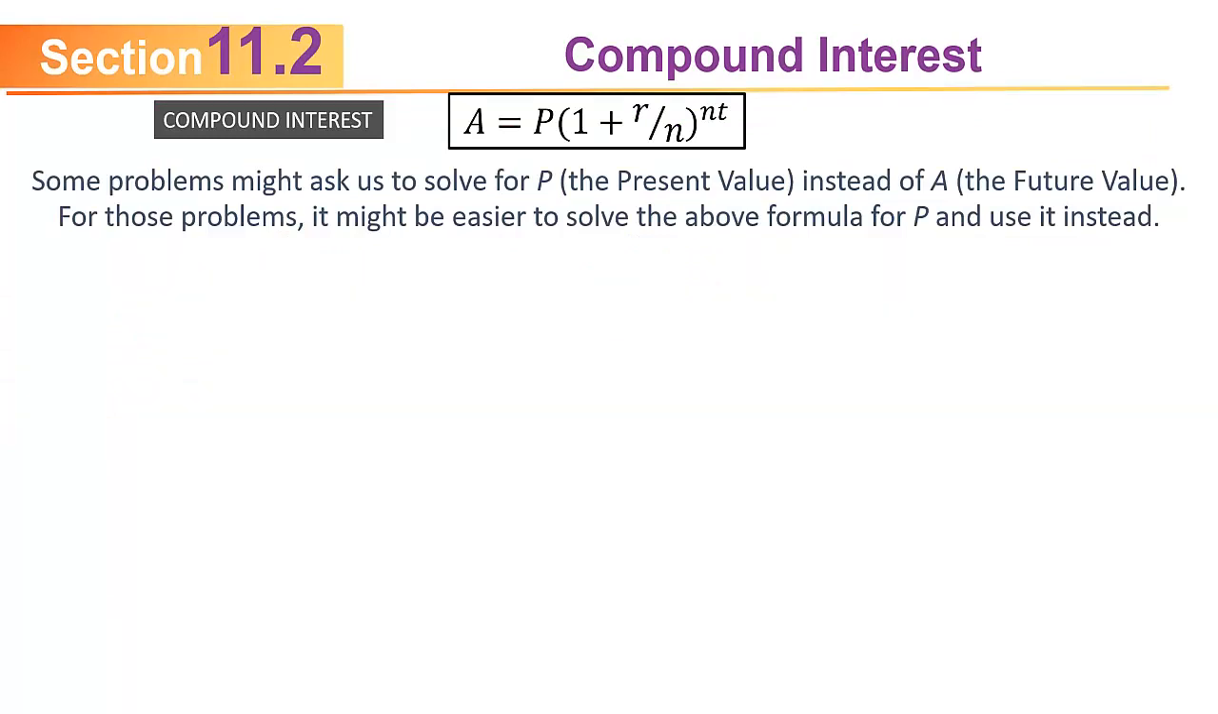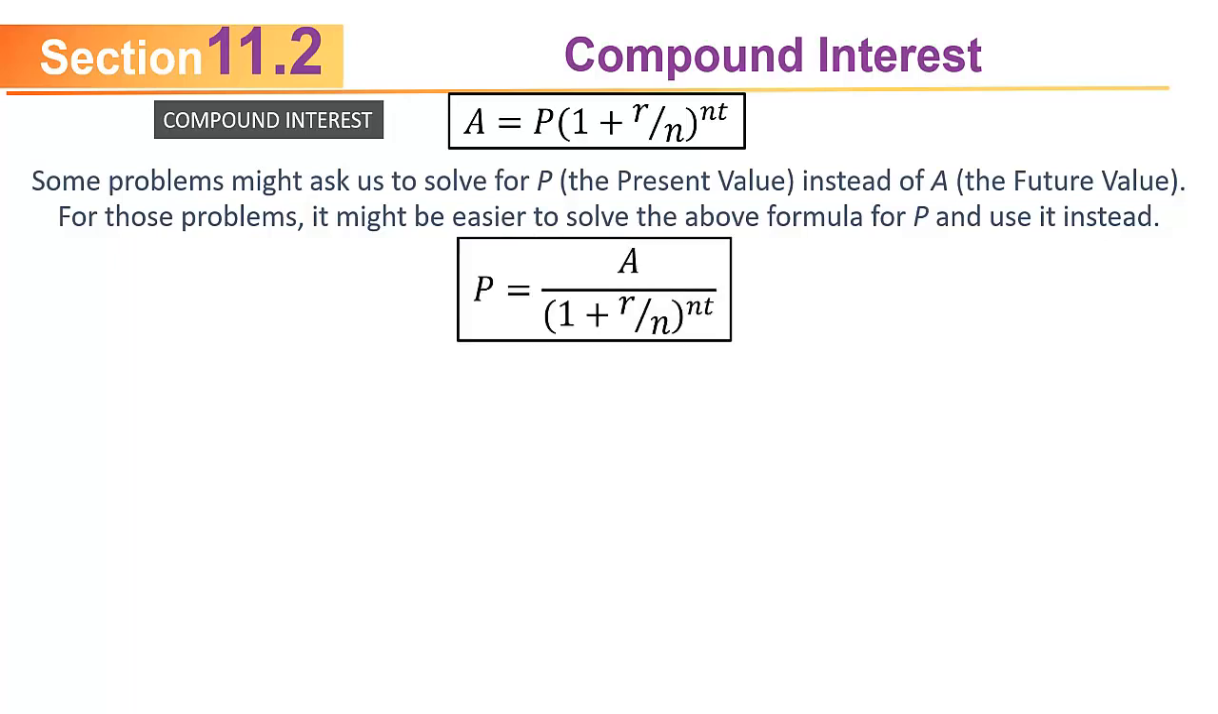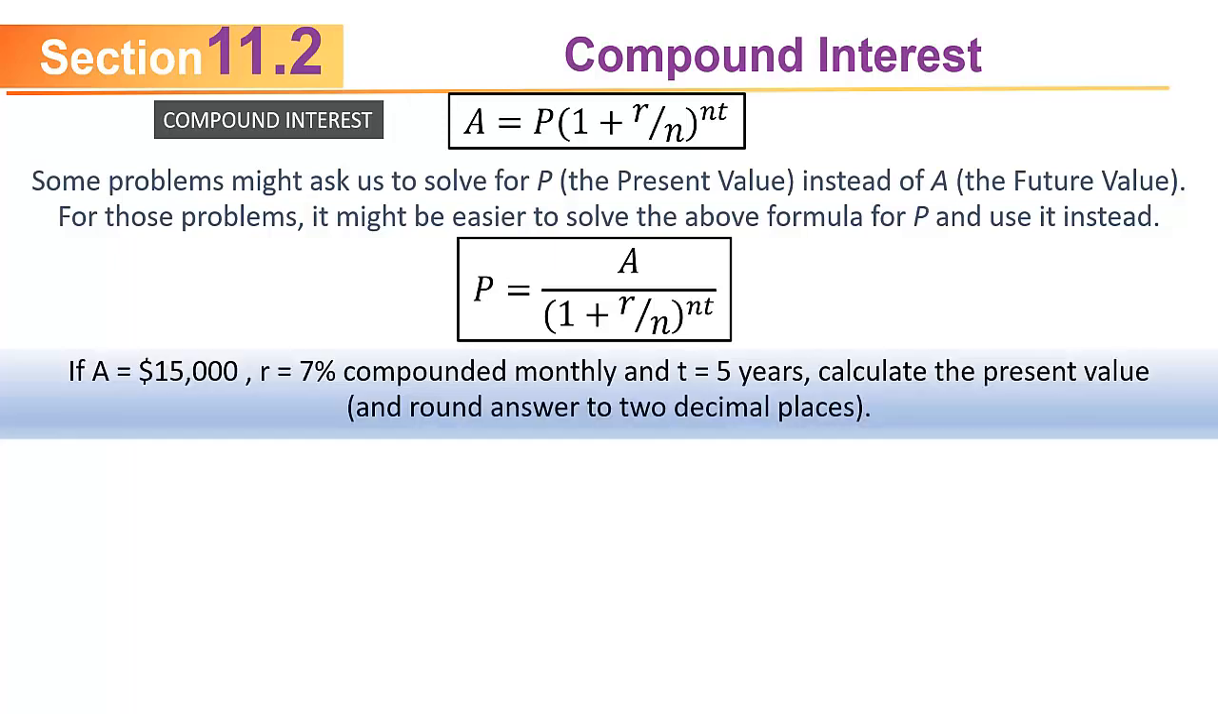Some problems might ask us to solve for capital P, the present value, instead of capital A, the future value. For those problems, it might be easier to solve the above formula for P and use it instead. If you take the formula from the beginning of the section, capital A equals P times that quantity raised to a power, and you are solving for capital P, you could plug the numbers directly into that formula and solve for P later. But you could also divide both sides by that expression raised to a power and solve for P directly. And then plug in numbers.